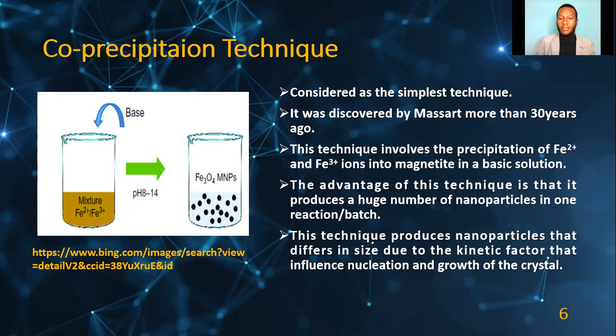It was discovered by Massart more than 30 years ago. This technique involves the precipitation of iron 2+ and iron 3+ ions into magnetite in a basic solution. The advantage of this technique is that it produces a large number of nanoparticles in a reaction or per batch. This technique produces nanoparticles that are different in sizes because of the kinetic factors that influence nucleation and growth of the crystal. If you look carefully at this picture on our left, we can see that iron 2+ and iron 3+ ions are being mixed in a basic solution to produce the iron oxide nanoparticles.